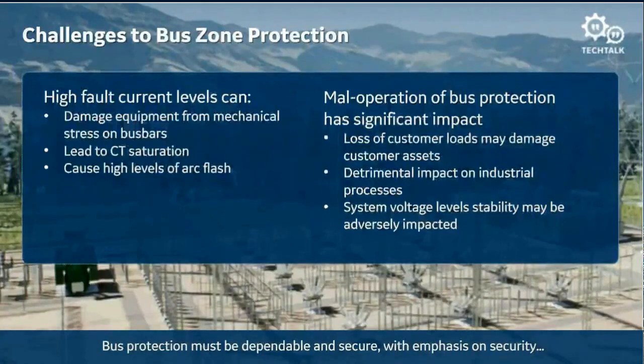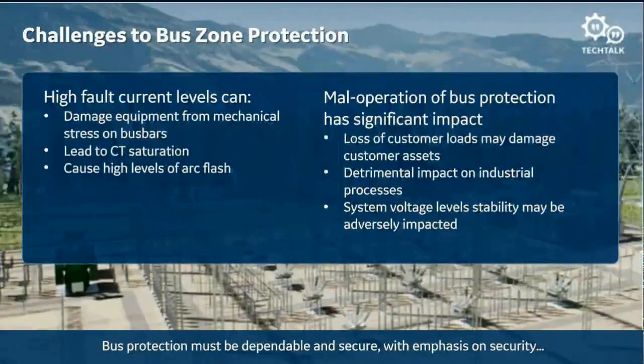Conversely, maloperation of the bus protection system has other significant impact, including outages to customers, downtime of our processes, which can lead to significant financial impact, and voltage stability levels that can cause other equipment to be adversely impacted. More serious case being widespread system collapse, such as the 2003 Northeast blackout, which fortunately or unfortunately I was part of. I was living in New York City at the time. It was not pleasant in the middle of August when it was the hottest time period of the year.